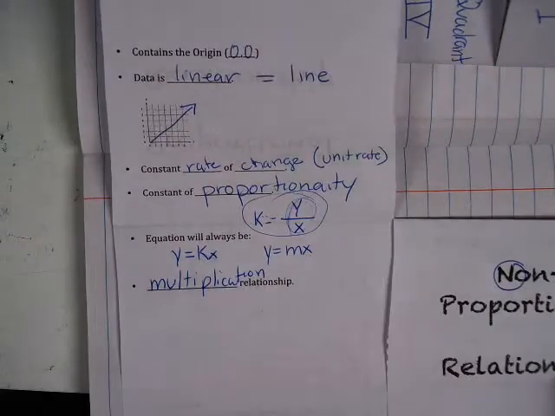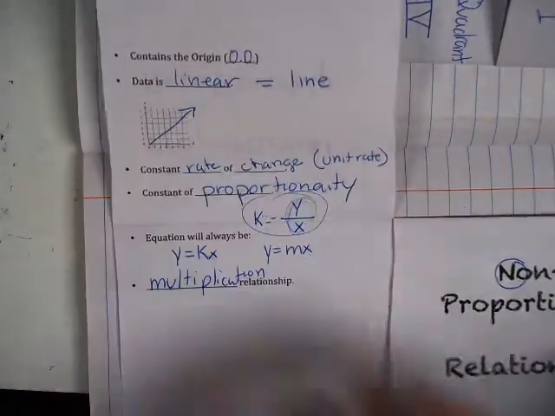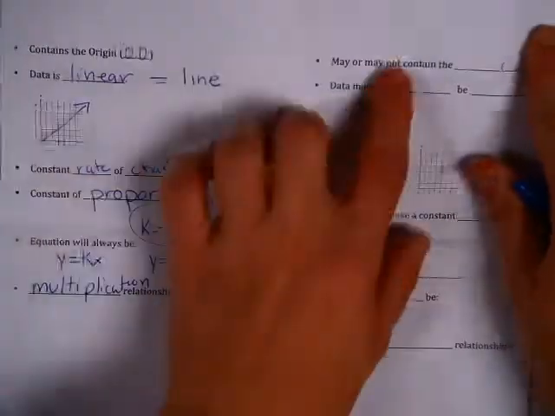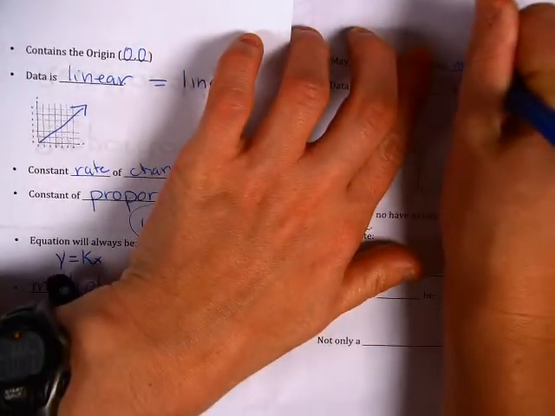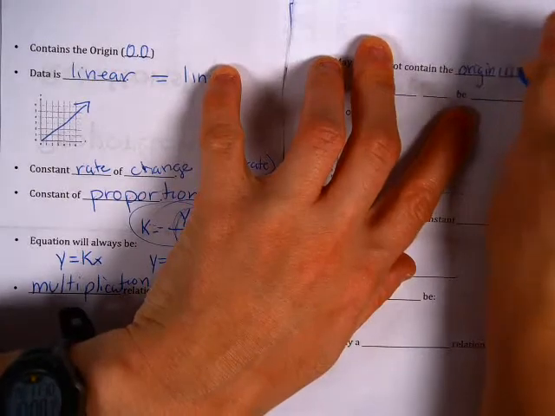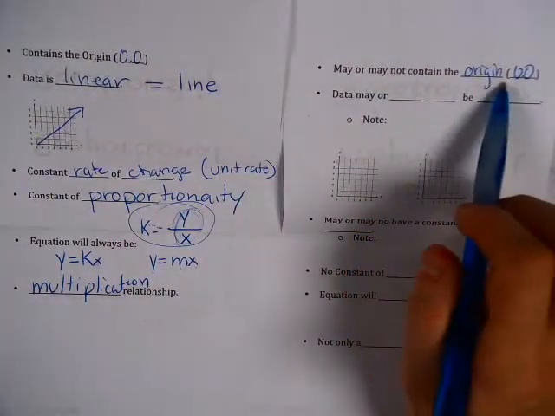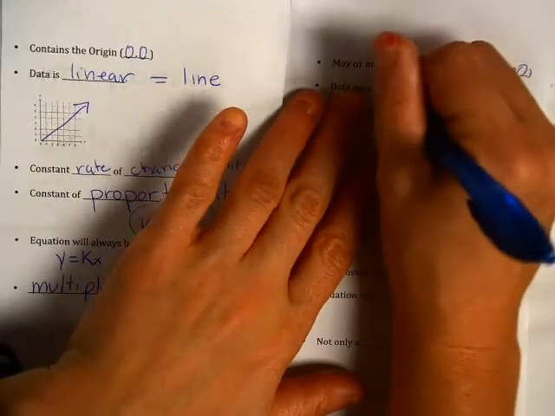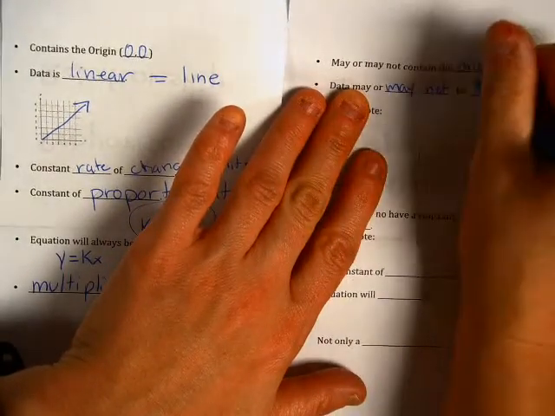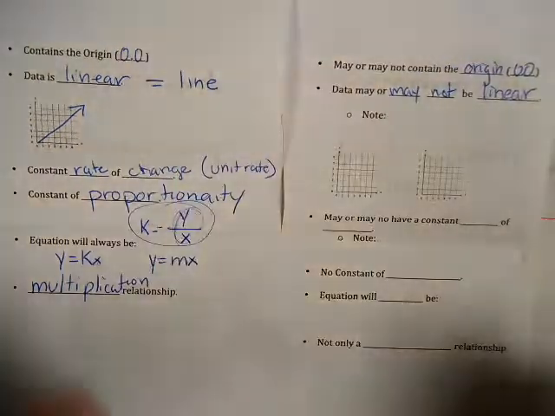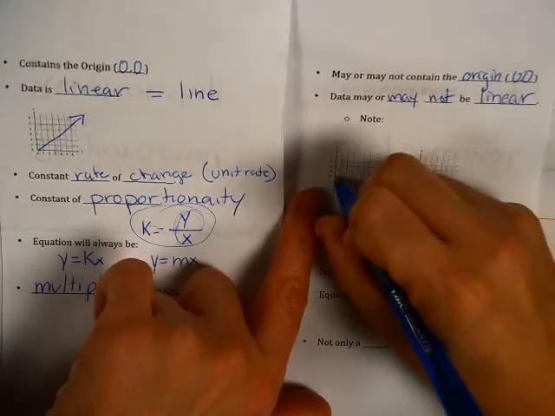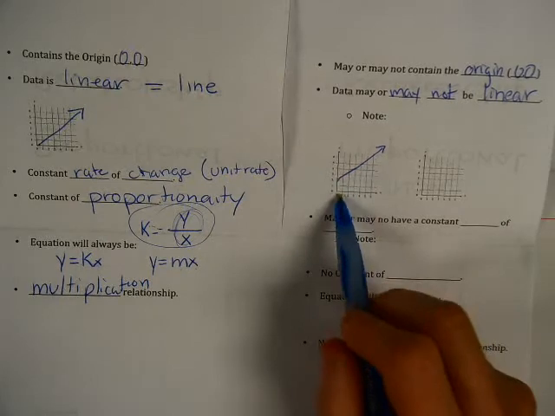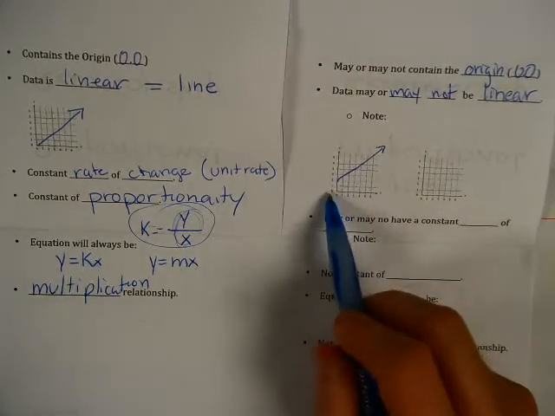Let's talk about non-proportional. It's pretty much the opposite of everything this has. So if a proportional relationship had to contain the origin, a non-proportional one may or may not contain the origin. What it's saying is it can start at the origin, but it doesn't have to. It may or may not be linear. And I'm going to give some examples. Alright? So, this one right here, I'm going to start at this 2 and go straight up. So that is a straight line, but notice it doesn't start at the origin, so therefore it's not proportional.